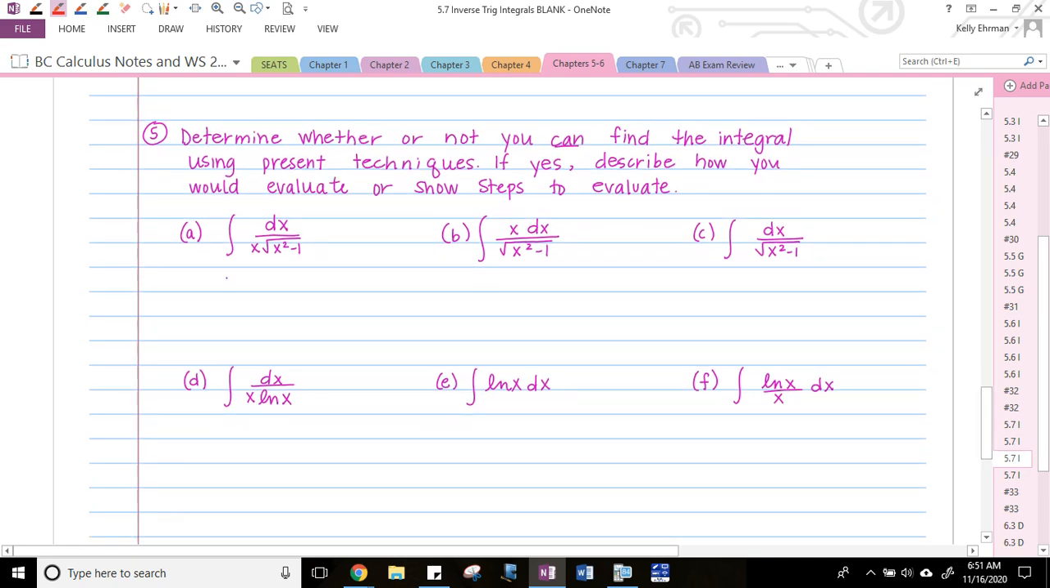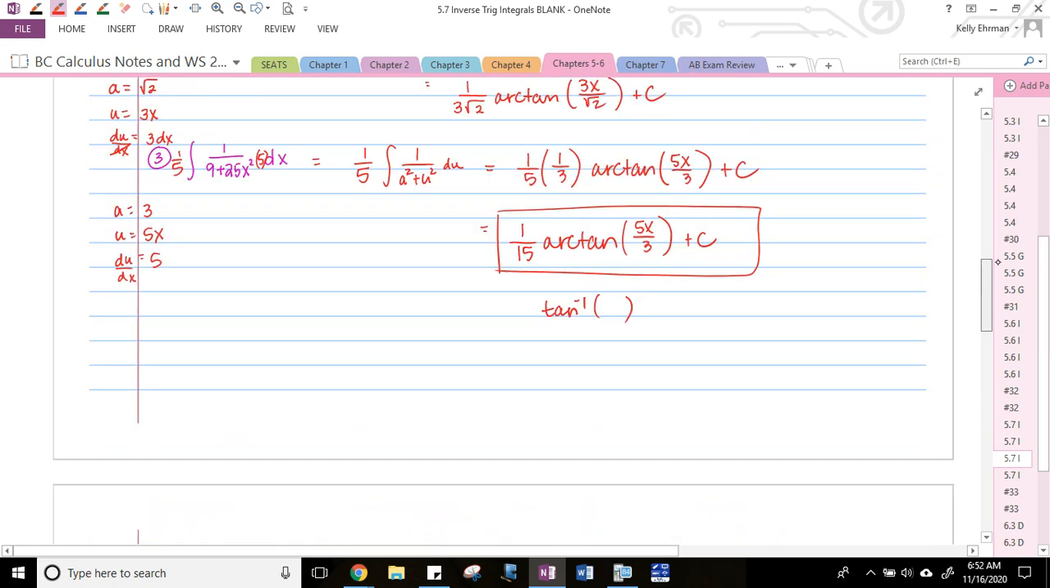All right. Determine whether or not you can find the integral using present techniques. If yes, describe how you would evaluate or show the steps to evaluate. So we may not integrate the entire thing, but we'll set up the u sub if possible. All right, so how do we decide if we can do this or not? If it kind of looks like one of the trig integrals, then you would say, well, what's u and what's a? And let's go back and look at our trig integrals.